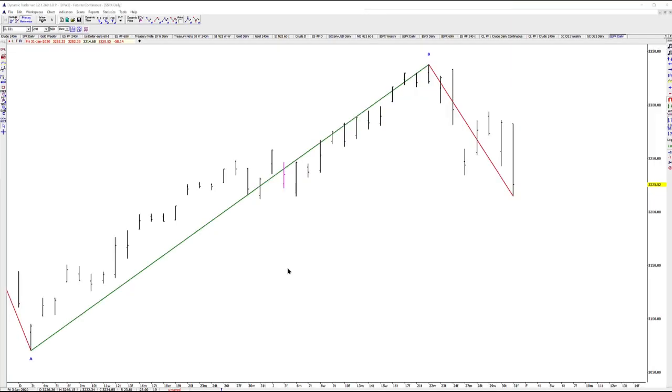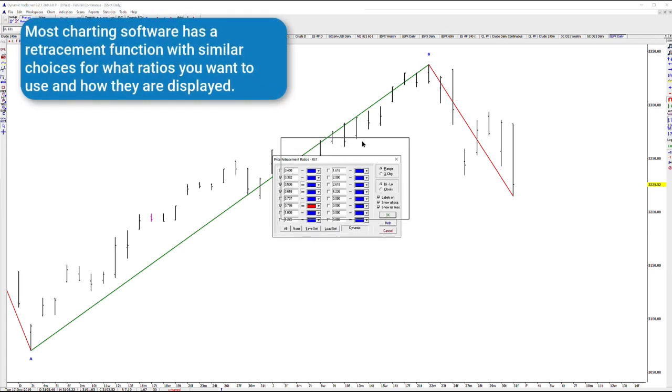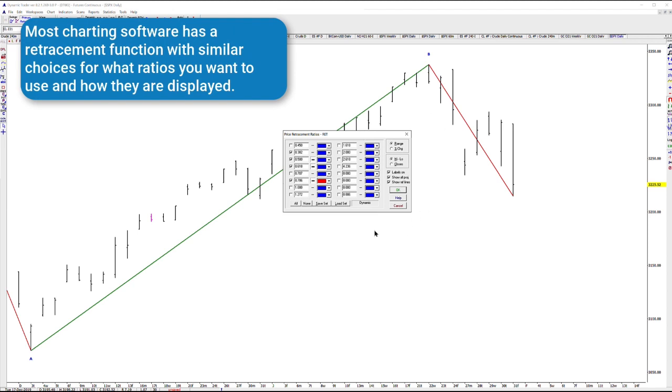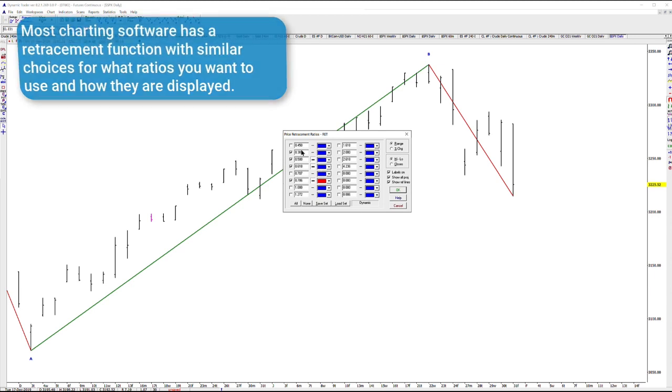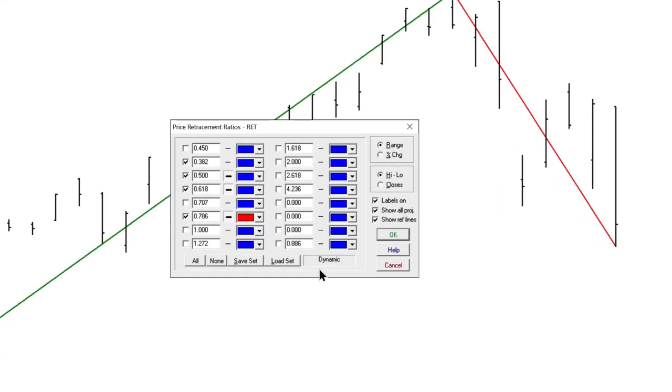So this is SPX daily data, and the A and the B are not related to Elliott wave at all. It's just from point A low to the point B high. We're going to do the internal retracements. So most software, we can choose the retracement levels and some other choices that we have. In the Dynamic Trader software, we'll just take a look at how we make these choices real quick. And it's going to be probably almost the same with whatever software you have. You should be able to choose whatever levels and ratios that you want to use for those retracements.